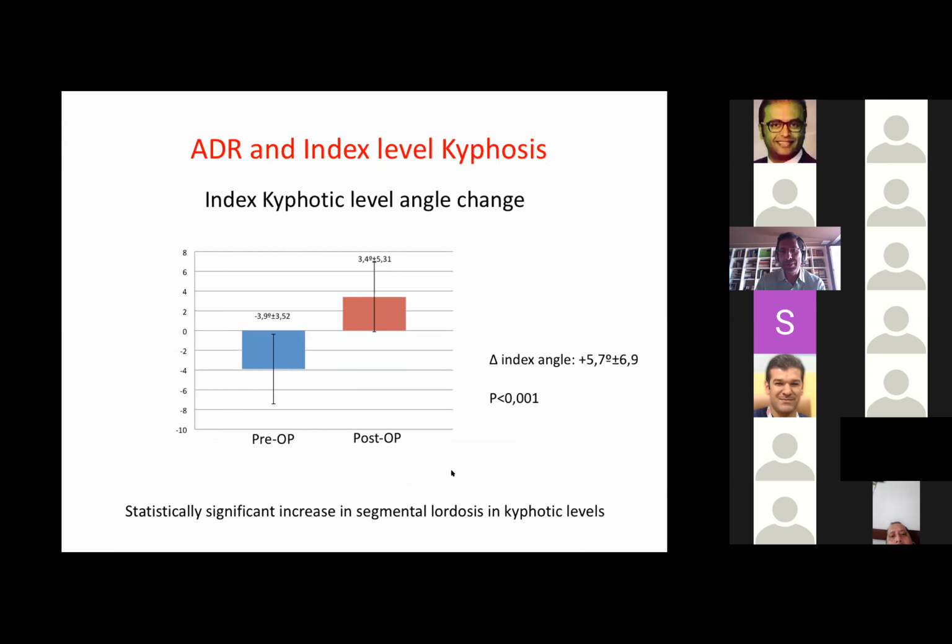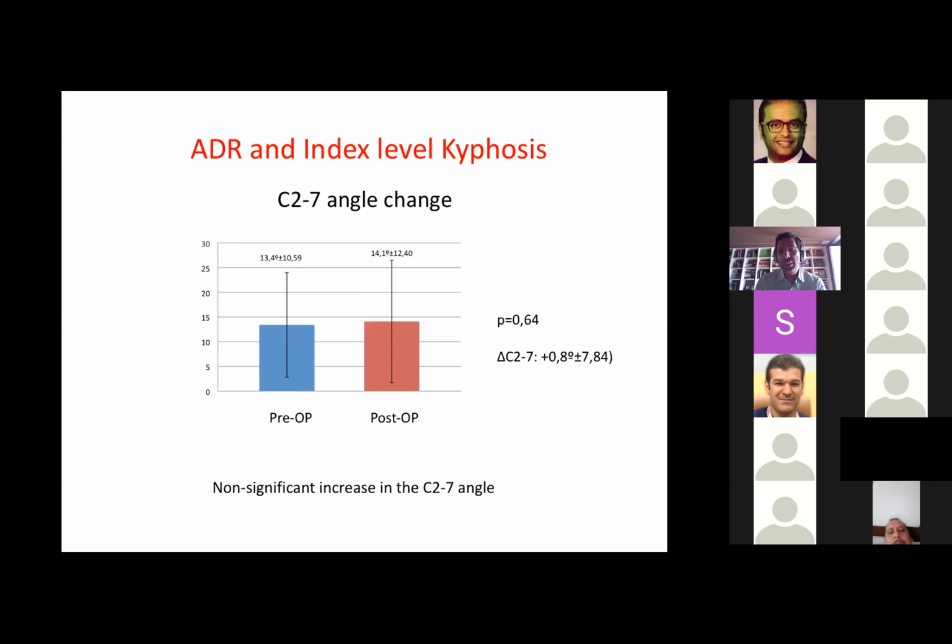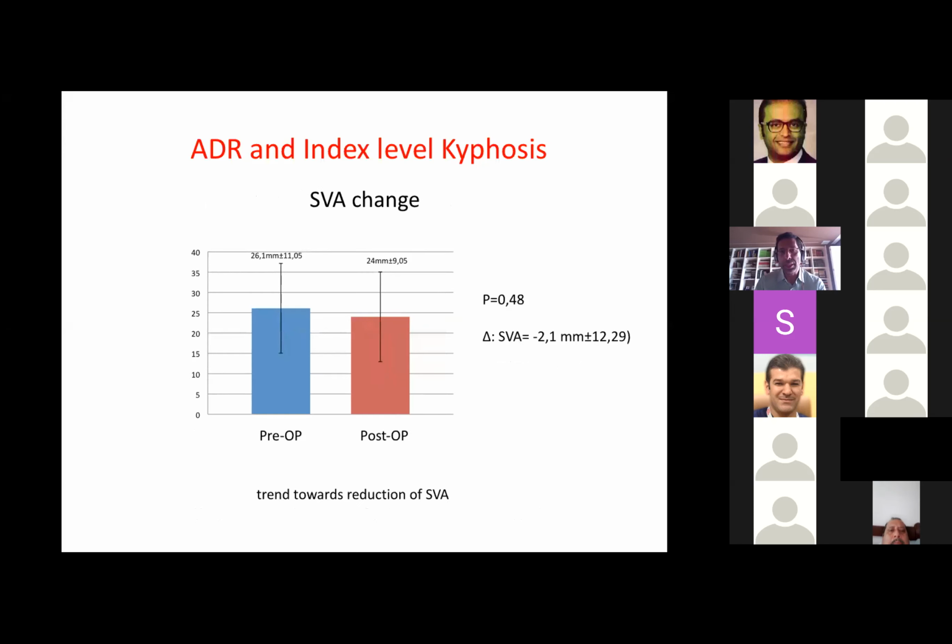These were the kyphotic levels that we operated. And there was a significant increase in segmental lordosis in all the kyphotic levels that we operated by inserting the prosthesis, with no significant increase in global angle, and a little trend towards reduction of SVA.